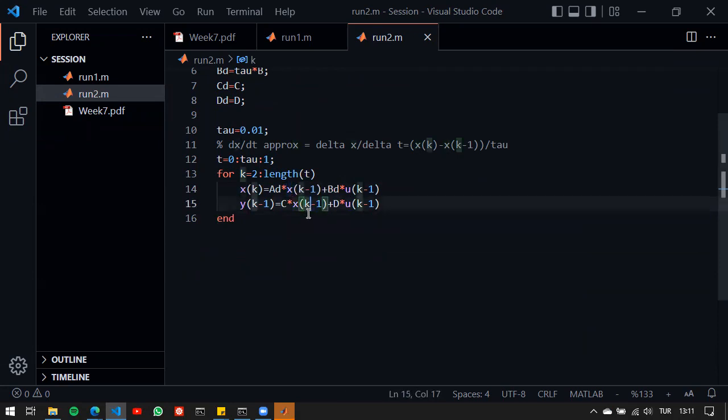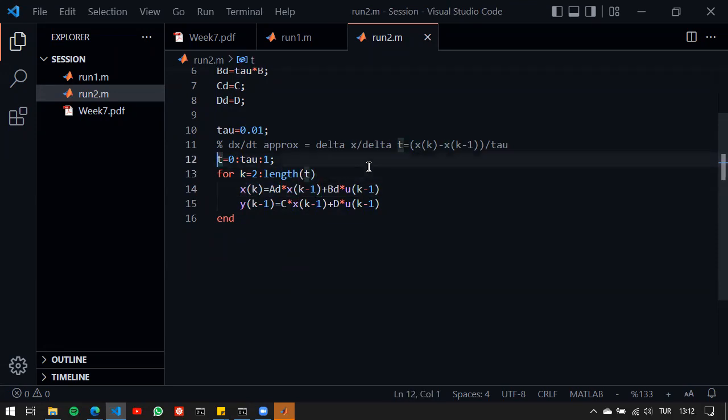X here is not defined. That's one of the problems. And there's a size compatibility issue here. AD is a 2x2 matrix in our case. Therefore, we should define a vector. And I've shown you that there are two state variables. Therefore, we have x1 and x2.